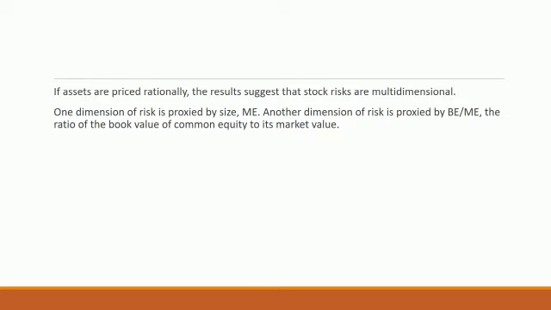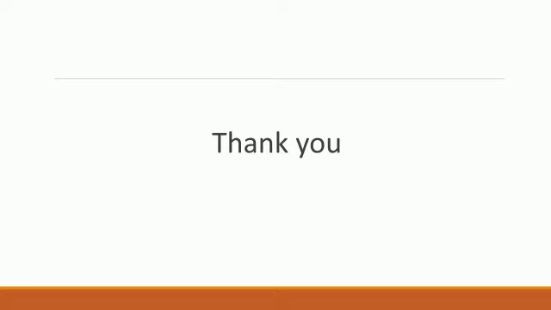So if assets are priced rationally, the results suggest that stock risks are multidimensional. One dimension of risk is proxied by size, which is ME, and another dimension of risk is proxied by the book to market equity ratio, the ratio of the book value of common equity to its market value. So whatever the underlying economic issues, the main result is straightforward for this paper.